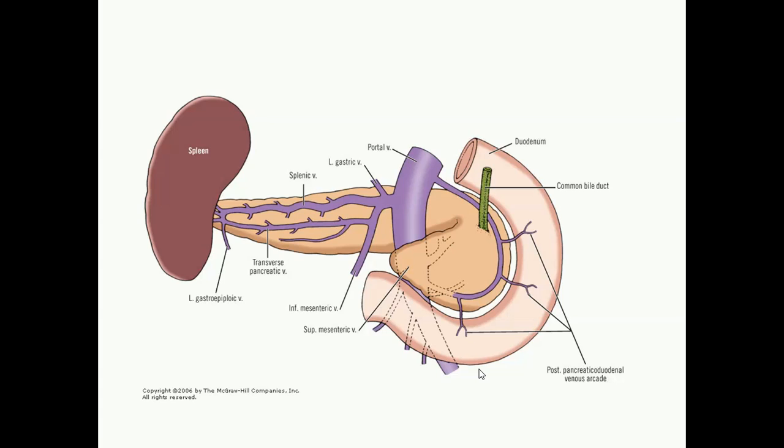So these are the veins. The veins show the presence of the portal vein, the left gastric vein, and the splenic vein, which are the veins that drain the pancreas.